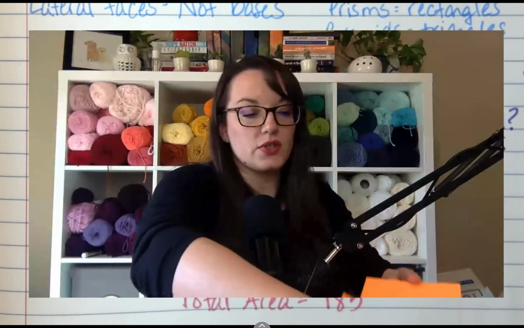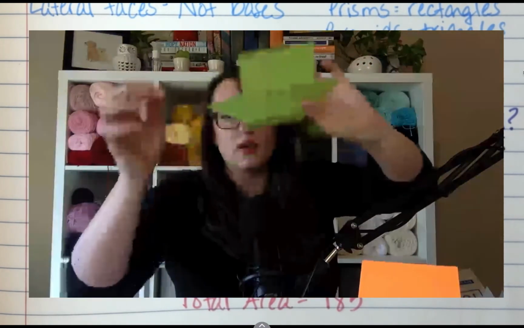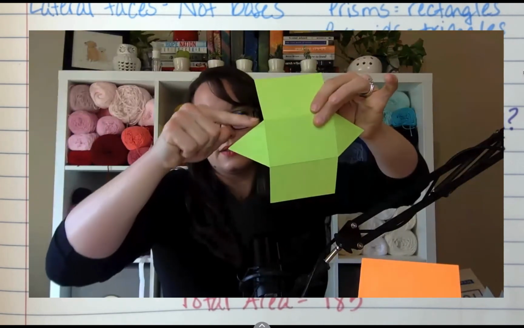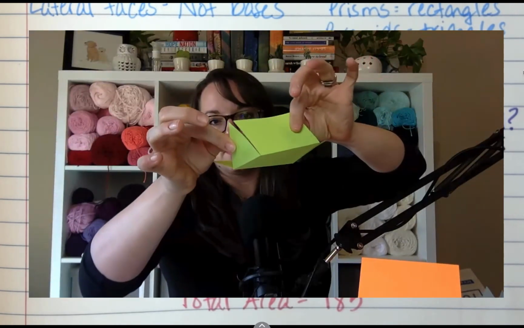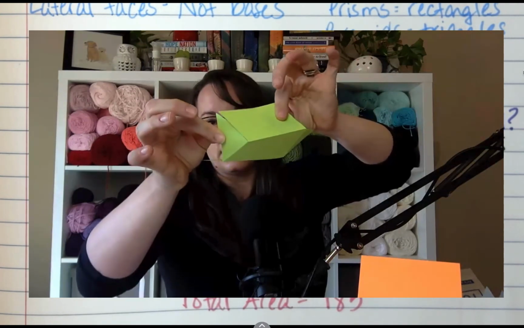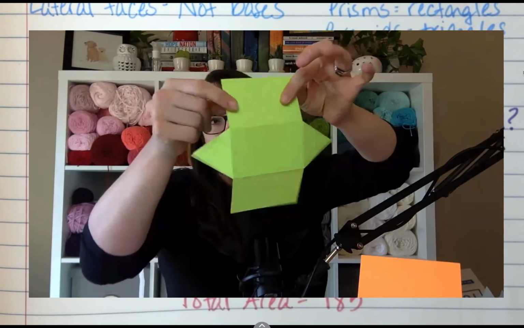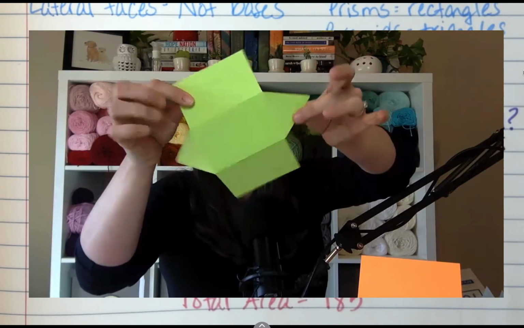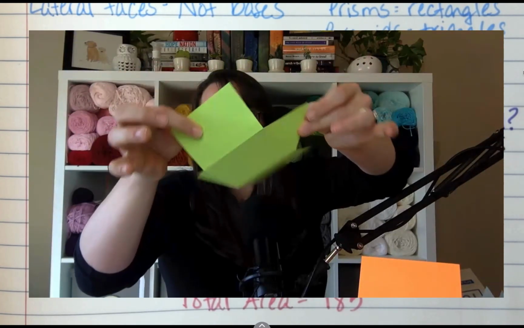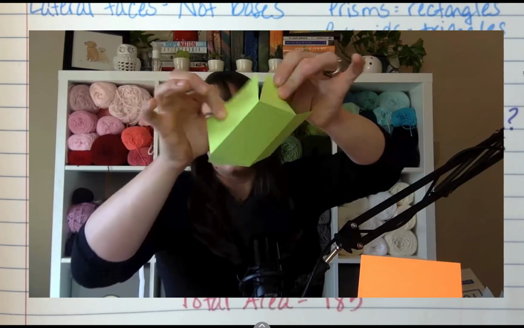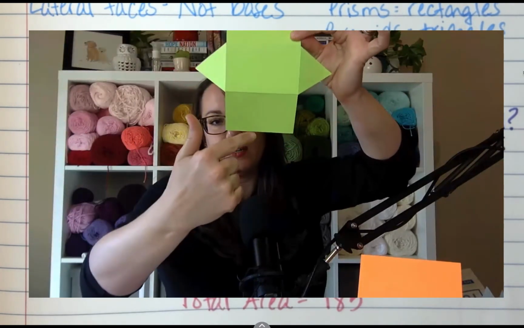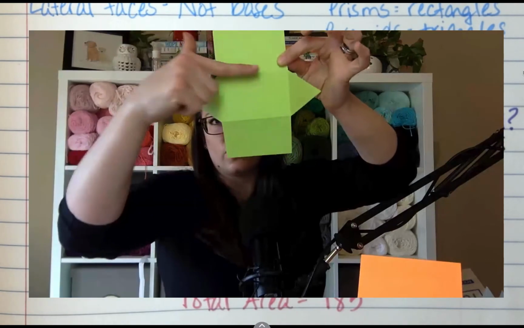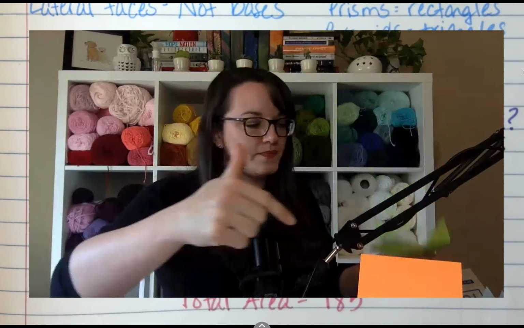Same thing with triangular prisms. Whatever this side is, it goes with this side because when I fold them together, they touch right there. And then this side is the same as this side, so it's the same as that side because they fold up and they go together. And whatever this side is, it's the same all the way down. So each one of these lines is the same.